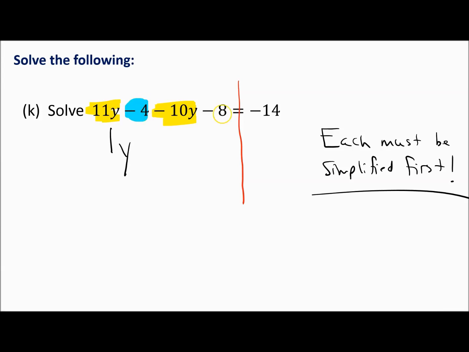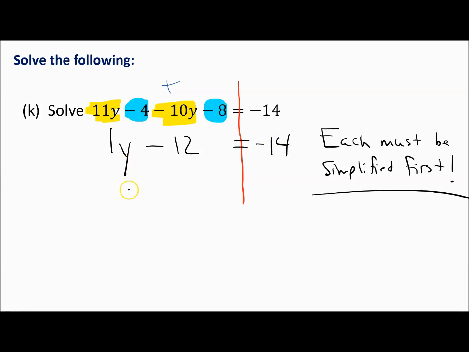The negative 4 and the negative 8. We can combine those together. The easiest way to think about that is to put a plus in your mind. Negative 4 plus a negative 8 is a negative 12, so I could put minus 12. And then the equals negative 14 is still true.